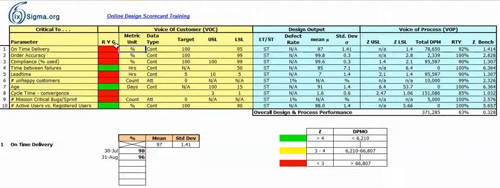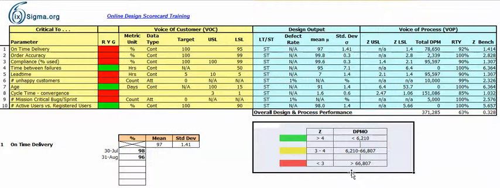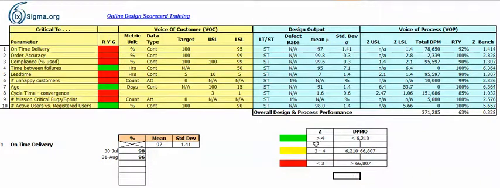The red, yellow, green is actually determined here, and you can put whatever ranking for red, yellow, and green that you want. You can put it in here, and it will translate into whether or not this particular critical to is being met by the process or by the product.